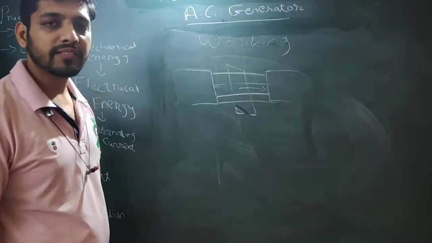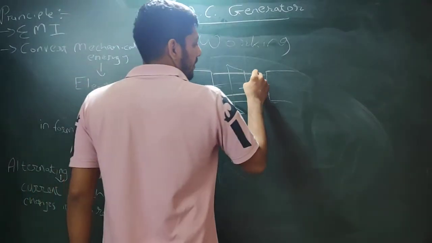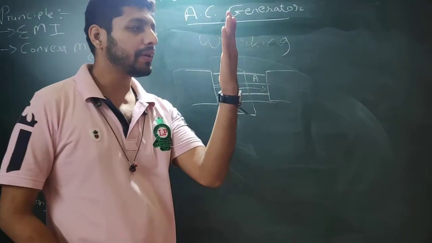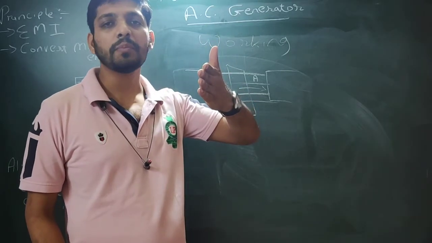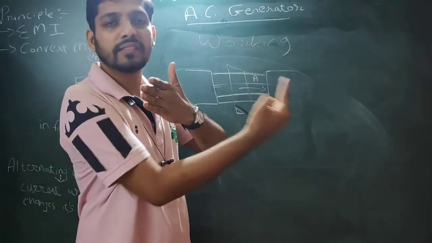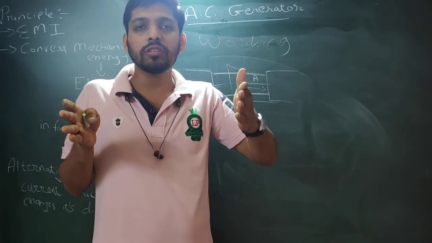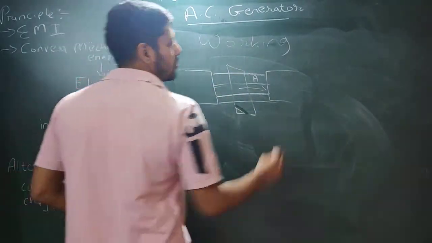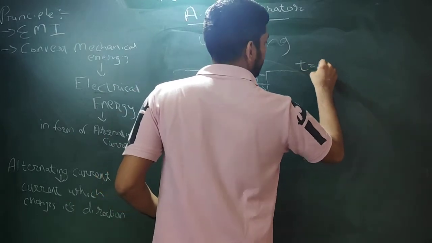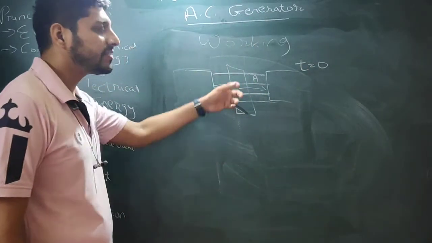Area vector will be in this direction. Area vector is always perpendicular, like for any plate. If it is in this manner or in this manner, it doesn't make a difference. Area vector will be in this direction, and the magnetic field is in this direction. So area vector and the magnetic field will be in the same direction. Suppose, let us say it is at time t0. Okay, that is the initial condition.